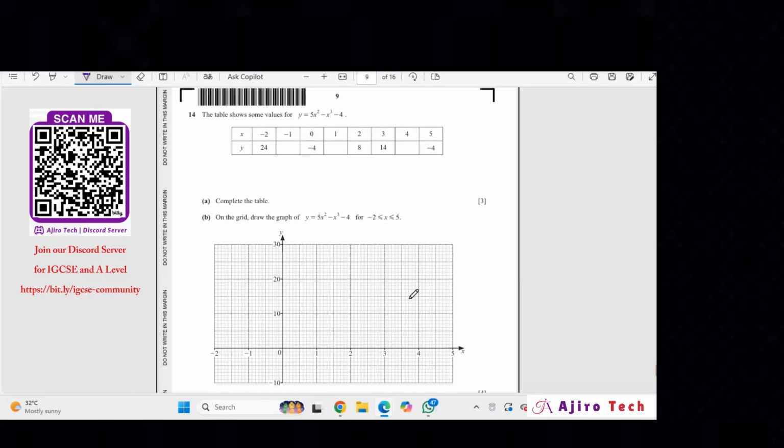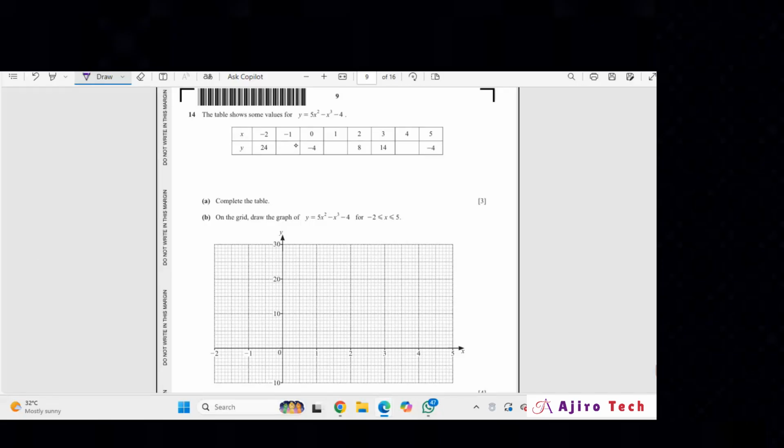Now, from here, the next question we're going to deal with is: the table shows some values for y equals 5x squared minus x cubed minus 4. We're asked to copy the table and complete it. Simple question. It's very easy. Now, how do we complete this? I'm going to be fast with it.